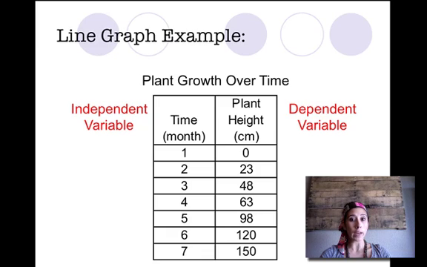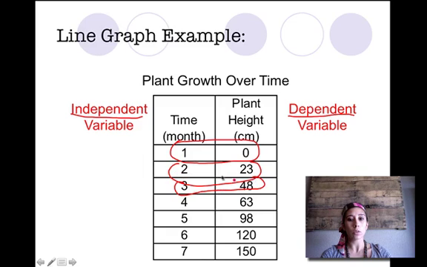So here's our table. And we have on the left-hand side our independent variable, and it corresponds to the right-hand side, the dependent variable. So right here, the first month, there was no growth, and those are the corresponding ordered pairs. The second month, we had 23 inches, the third month, 48, etc. So these are the corresponding pairs. They match up, and they correspond together.